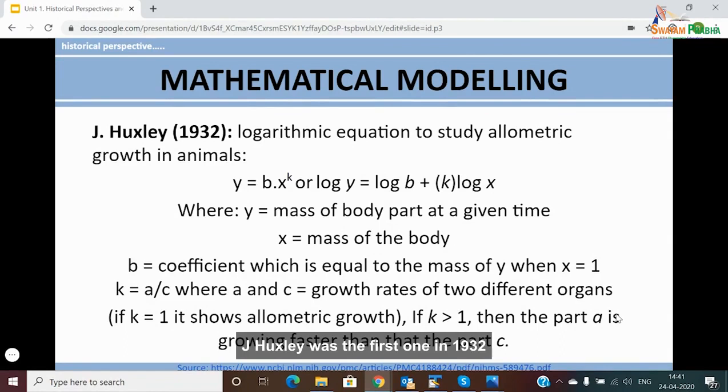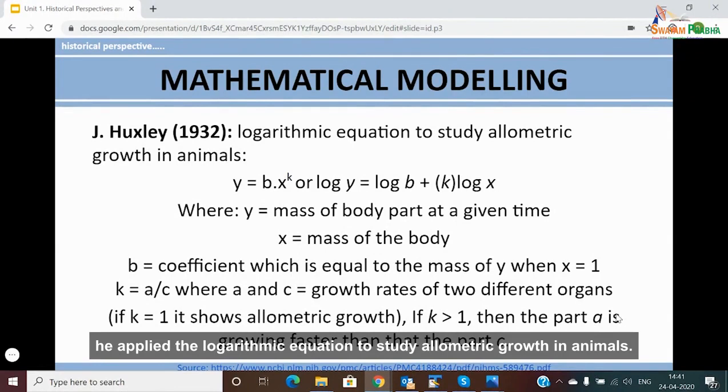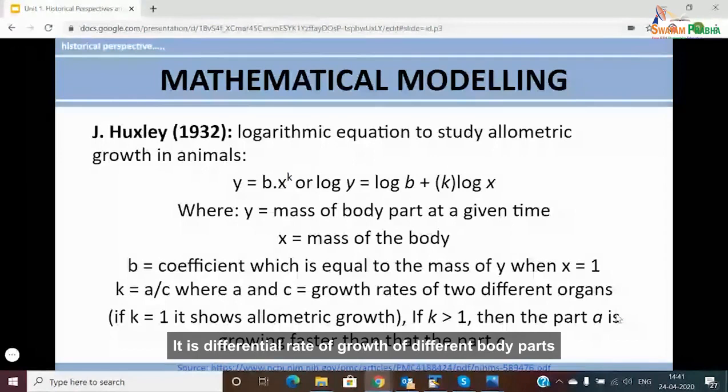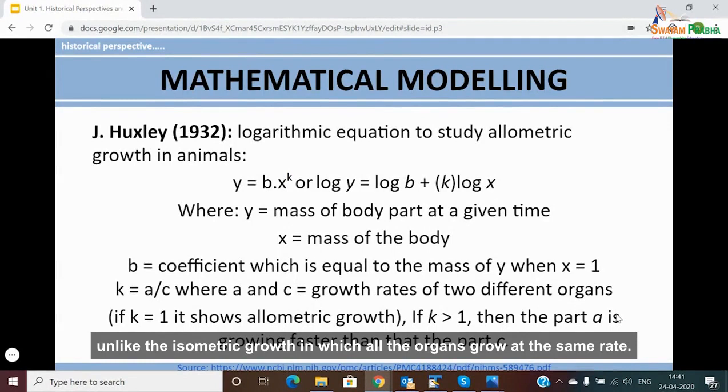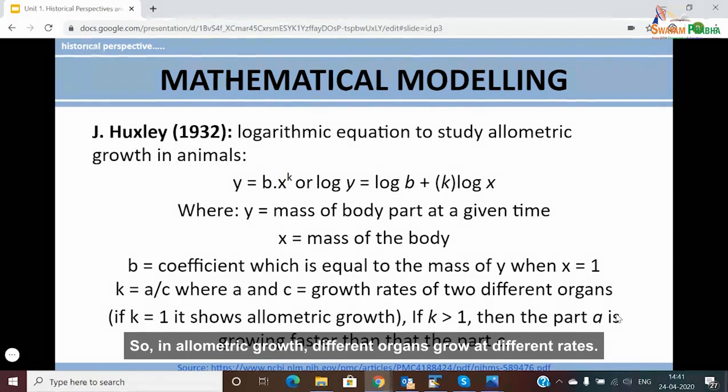J. Huxley was the first one. In 1932, he applied the logarithmic equation to study allometric growth in animals. So students, what is allometric growth? It is differential rate of growth of different body parts, unlike the isometric growth, in which all the organs grow at the same rate. So in allometric growth, different organs grow at different rates.